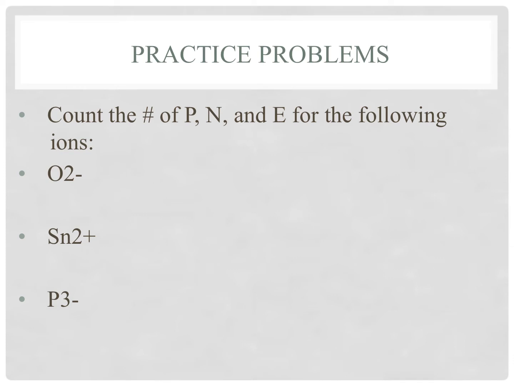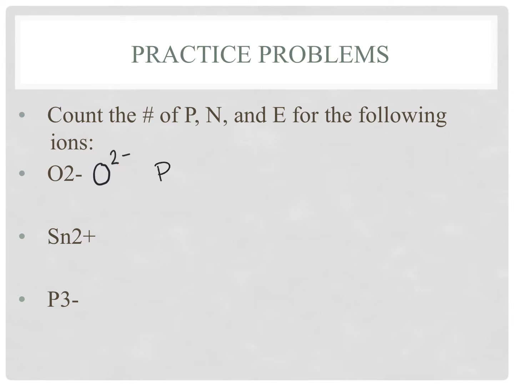I just want to do a couple of practice problems. This one is like the warm-up. Again, we're just going to count protons, neutrons, and electrons for the following ions. Our first one is O 2-. I'm just going to rewrite it, because when I switch to my recording software, it changes my format. It doesn't like the superscripts, but it's an O, and then the 2- is a little superscript.